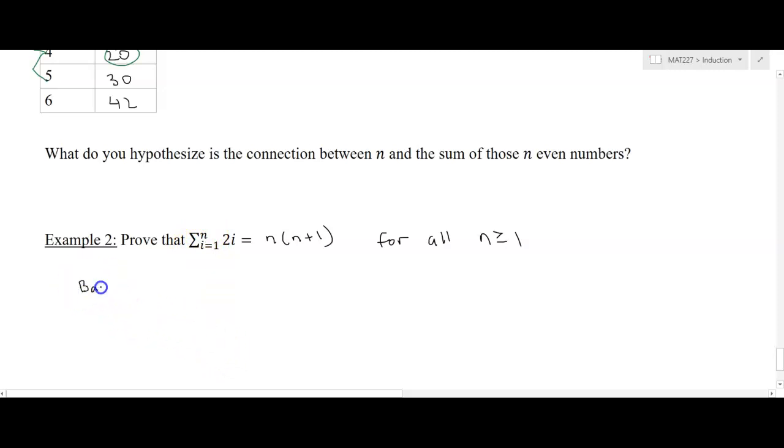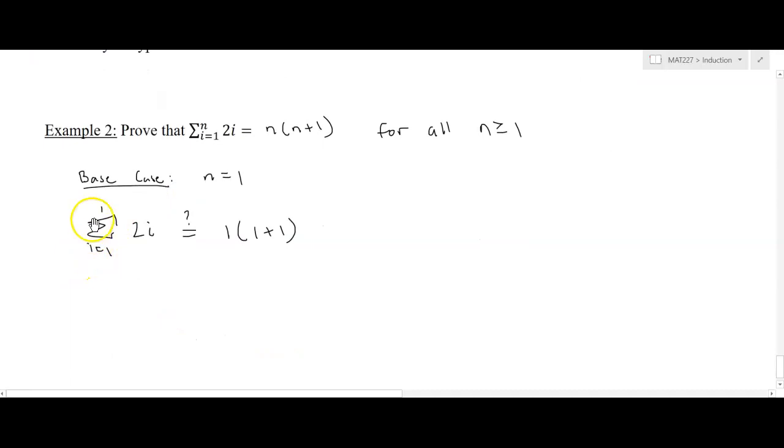So the base case that we need to prove here is for n equals 1. And this is always the fun one, the simple one to prove. From i equals 1 to 1 of 2i, does that end up equaling what we get if we take n times n plus 1? So let's check. From i equals 1 to 1, that's just the term 2, and 1 times 2 is 2, and 2 equals 2, therefore we have a go on the base case.